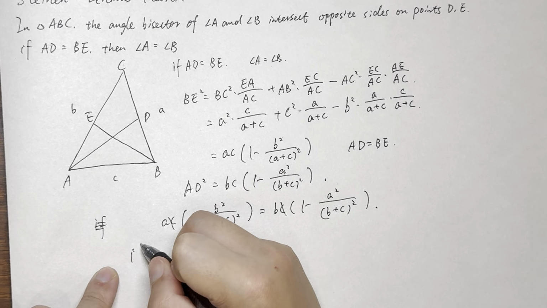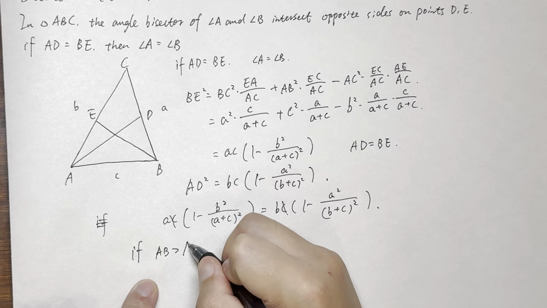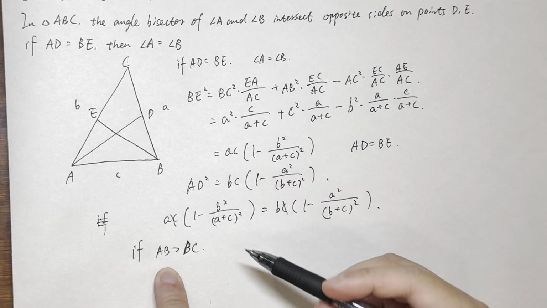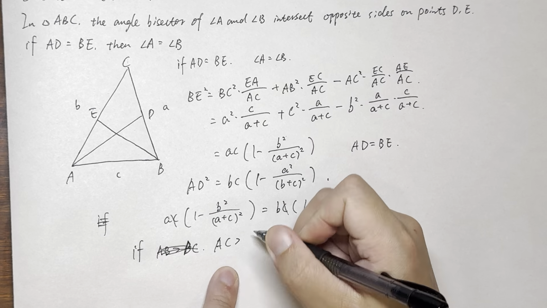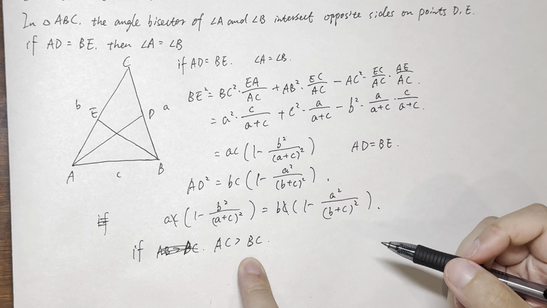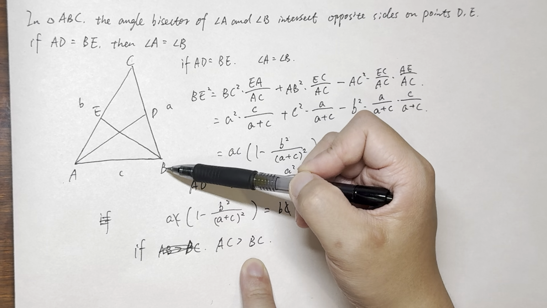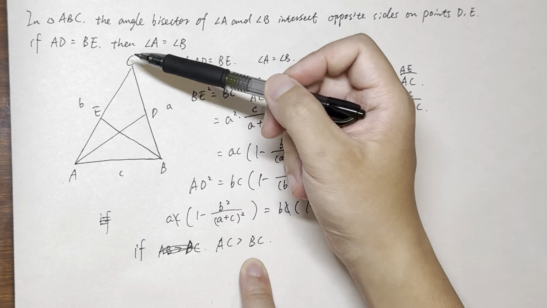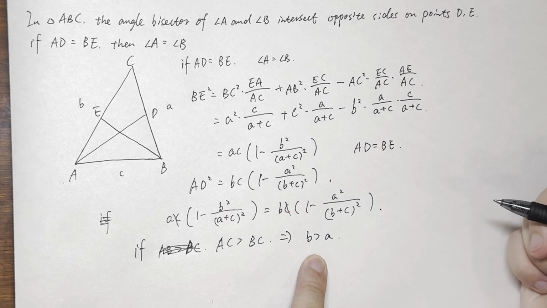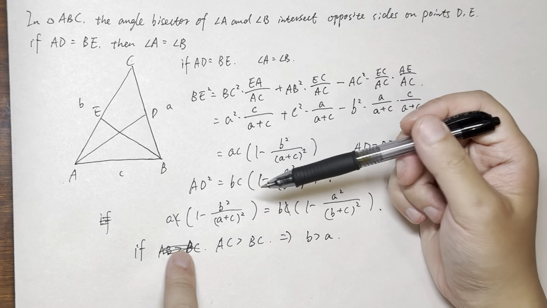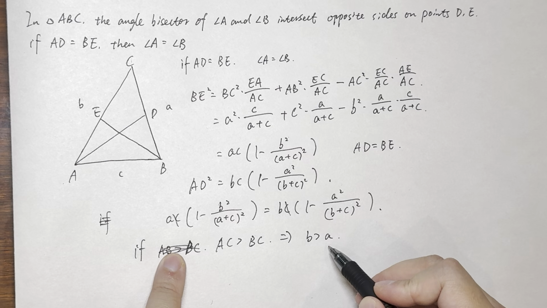So let's say if AC is larger than BC, right? Because we want to prove that angle A equals angle B, which means we want to prove AC equals BC. So if AC is larger than BC, which means B is larger than A, then we can try to see if this is still valid, right? B is larger than A.